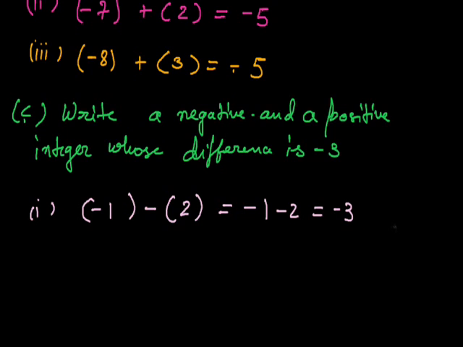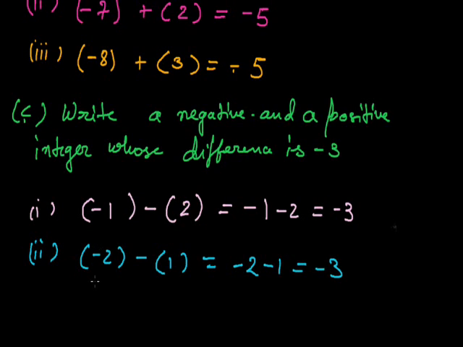Another pair if you want to take, you can take -2 minus 1. Here 2 was the positive integer, here 1 is the positive integer. Here -1 was the negative integer, here -2 is the negative integer. So it will give you -2, and since the minus sign is there, it will become -1 and it will give you -3. So you can choose any one of the pairs.